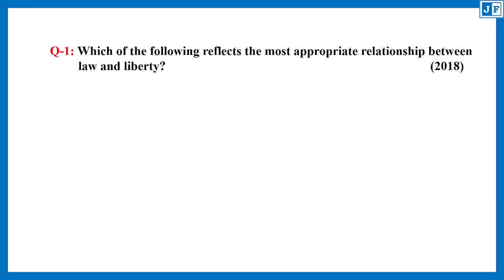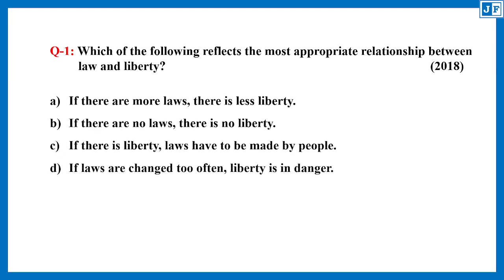Today our first question is, which of the following reflects the most appropriate relationship between law and liberty? Our options are: A. If there are more laws, there is less liberty. B. If there are no laws, there is no liberty. C. If there is liberty, laws have to be made by people. D. If laws are changed too often, liberty is in danger.